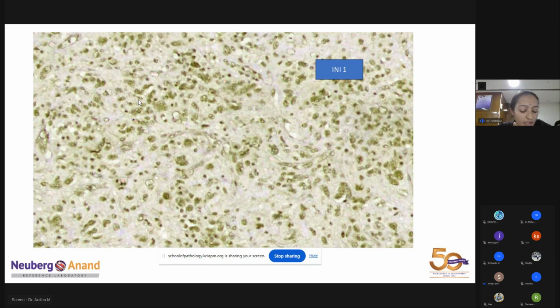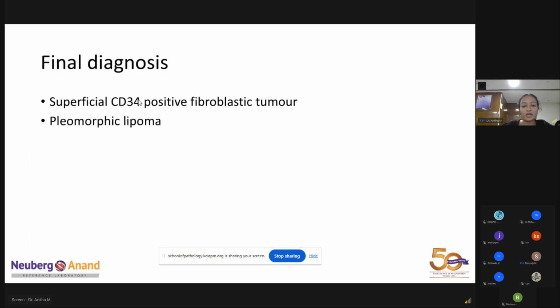Diffuse CD34 positivity with low Ki and INI retention. CD31 is also negative. Epithelioid sarcoma, INI is retained, and cytokeratin is negative. Okay. So the diagnosis that we gave was superficial CD34 positive fibroblastic tumor and pleomorphic lipoma.